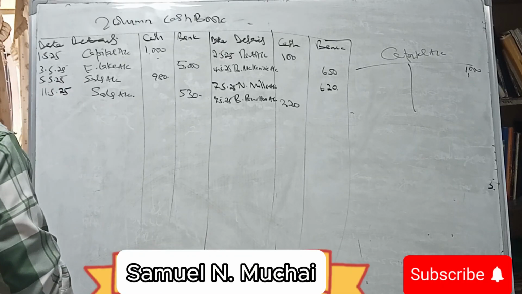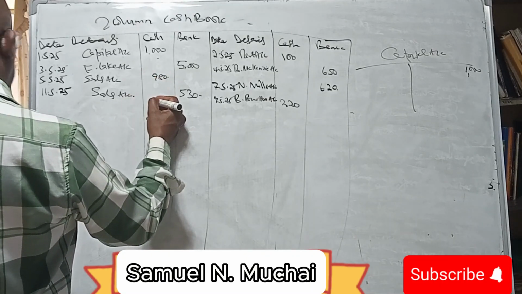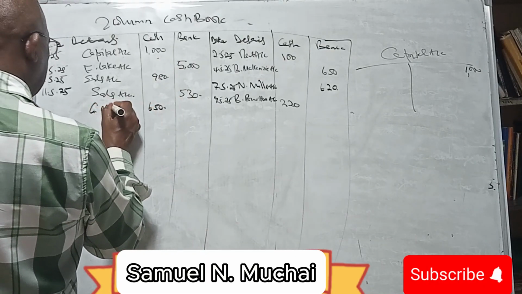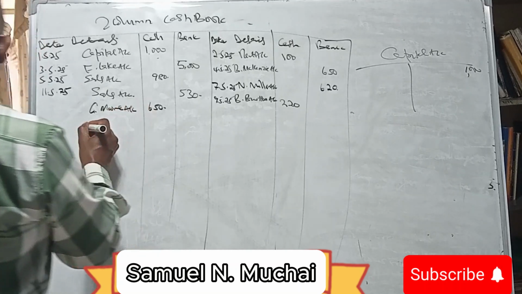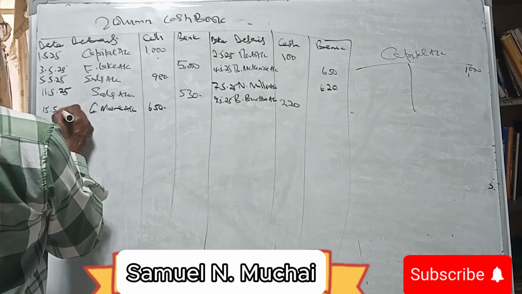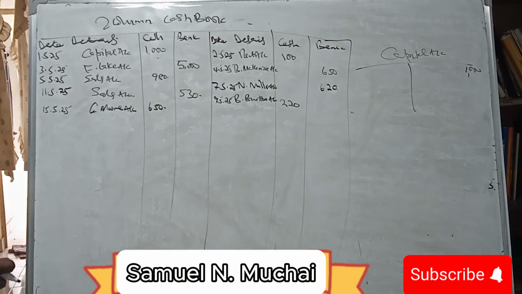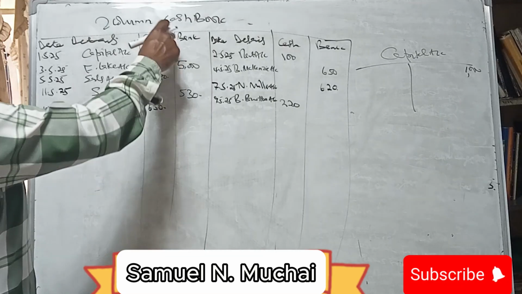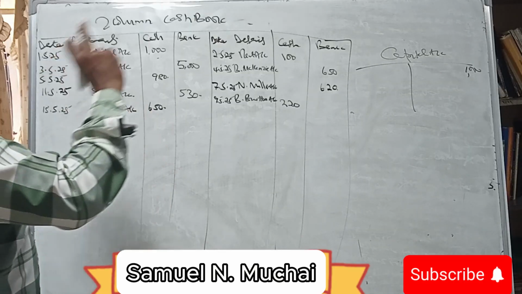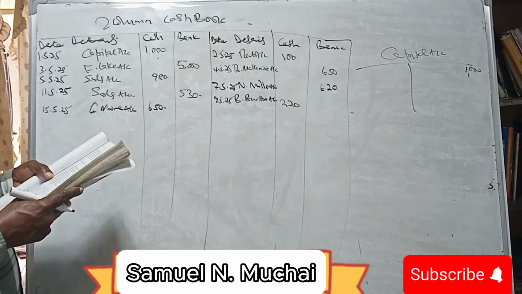On 15th, Gmore paid us 650 in cash. So our cash increases with the 650 from Gmore, 15th of May 25. We are receiving money from Gmore, who most probably was our debtor. As he pays us, our cash increases with 650, an increase in the asset of cash, we debit the cash account, and a reduction in the receivable, we credit the Gmore receivables account.